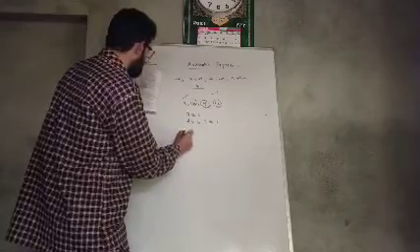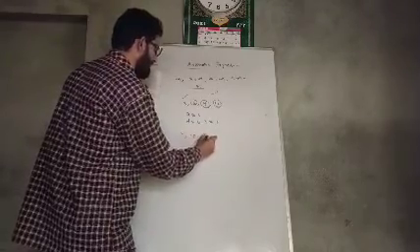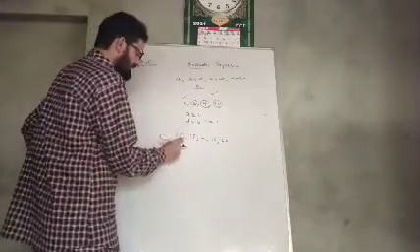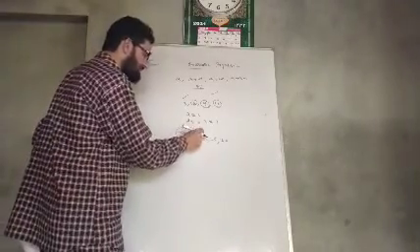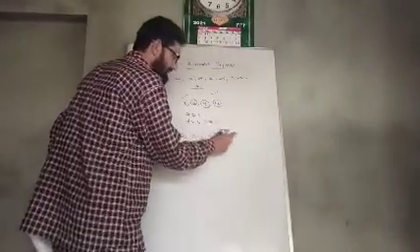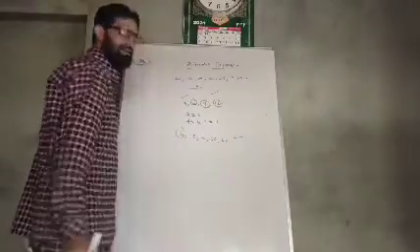One more question is like this: 10, 15, 20, 25 and 30. Now see, first term is 10. 10 plus 5 is 15. 15 plus 5 is 20. 20 plus 5 is 25. 25 plus 5 is 30, and so on. Yes, this is an AP. This is also an AP.